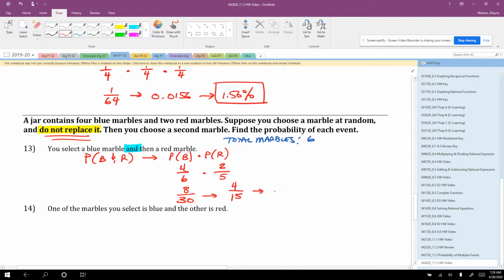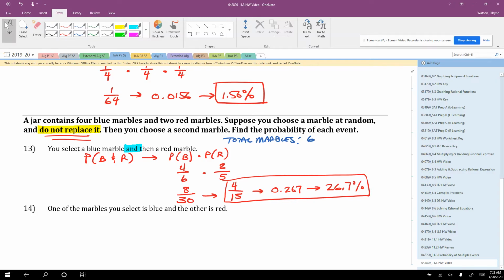As a decimal, it's going to be 0.267. I rounded there. So as a percentage, 26.7%. And on the quiz, we'll specify whether to put your answer as a fraction, as a decimal, as a percentage, and how to round it. Okay, now this next one is a little tricky.